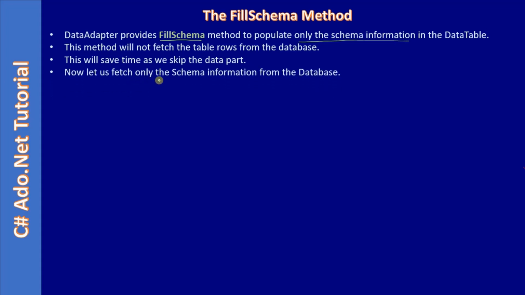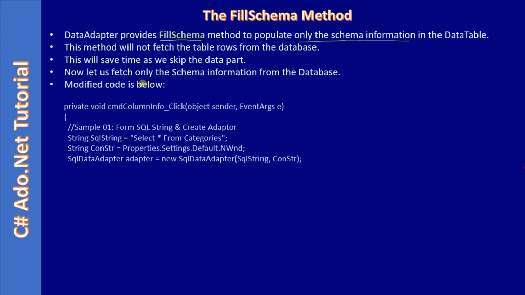Now let us fetch only the schema information from the database, and the modified code is below. We have DataAdapter, right? And we will create the data set. After that, instead of fill, we will use adapter.FillSchema method. We pass data set and then we will pass the enumeration constant SchemaType.Source.